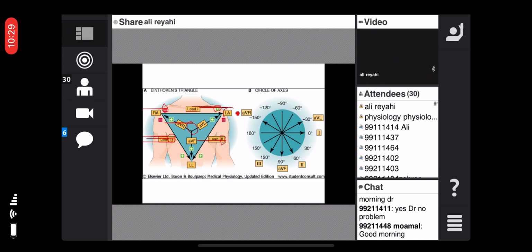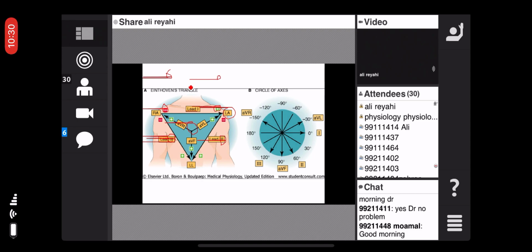3 bipolar limb leads. And also when we attach the recording electrode to the left arm and record the different potentials relative to the zero or reference potential of the Earth, it is called unipolar limb leads: AVL, AVR, and AVF. Unipolar limb leads. So we have 6 limb leads. 3 of them are bipolar, and 3 of them are unipolar.